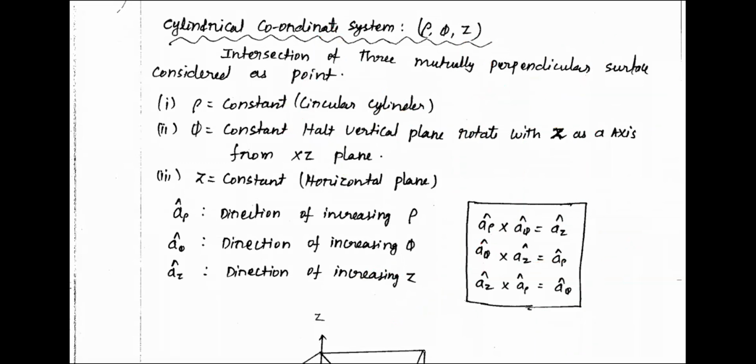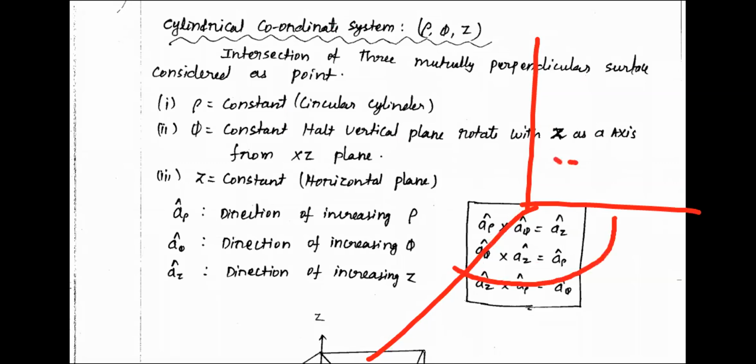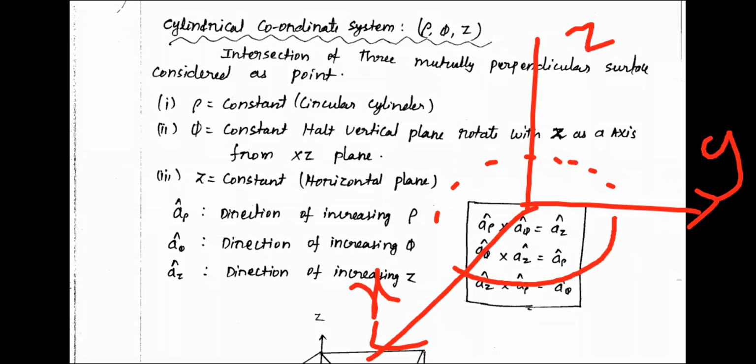Then what is a phi cap? The direction of increasing phi. Say if my circle is in the base axes, x, y, z, what is the increasing direction of phi? This is the increasing direction of phi. Now my phi increases like this, so this will be my a phi direction. At any point of time, you draw the tangential line towards the increasing direction, and that is a phi.